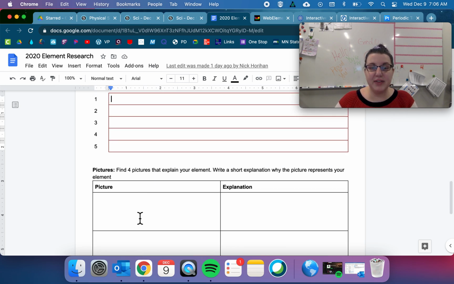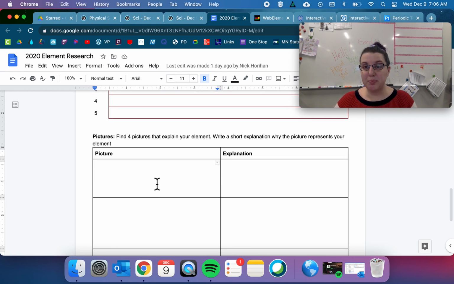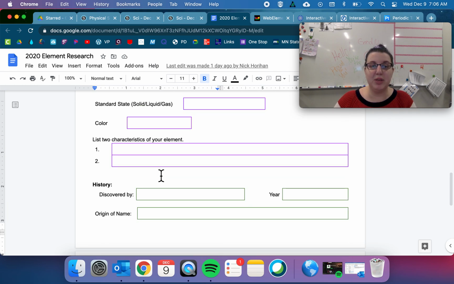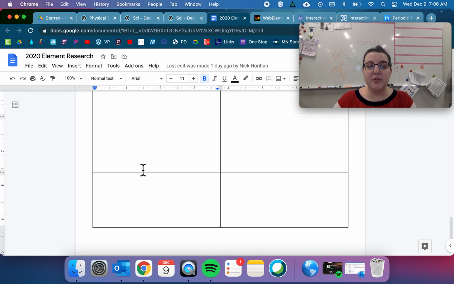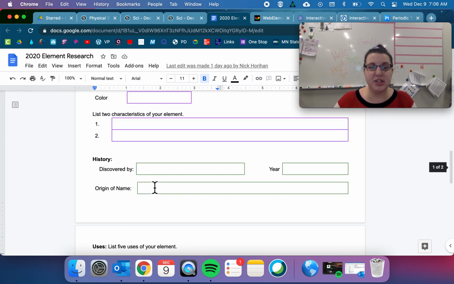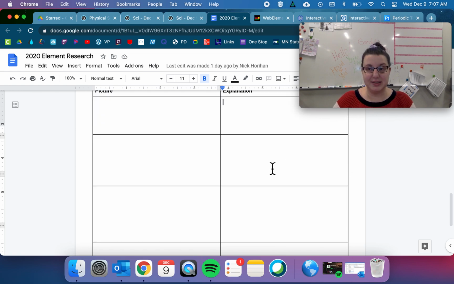And then find four pictures that explain your element. So it could be literally pictures of your element. It could be one of the uses it has. It could be one of the characteristics it has. It could be about the history of it. But four pictures that explain your element based on the research that you've done so far. And then don't forget to explain why. So why you picked that. And then please have that be in a complete sentence.